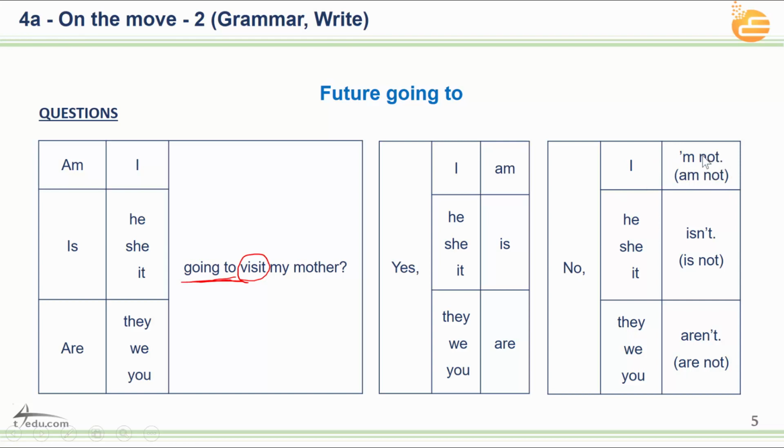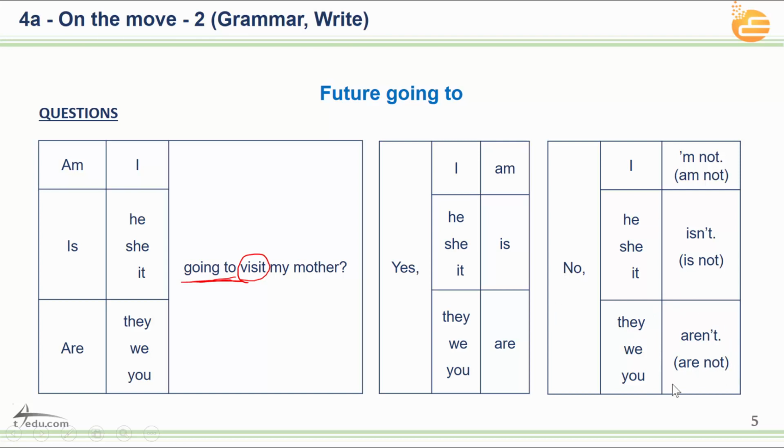It's the same. Don't forget not. Can you see it? Not. With no. Okay? We have to use not with no. Yes, there is no not. We don't use not here. No, he isn't or is not. No, she isn't. No, it isn't. No, they aren't. No, we aren't. No, you aren't or are not.